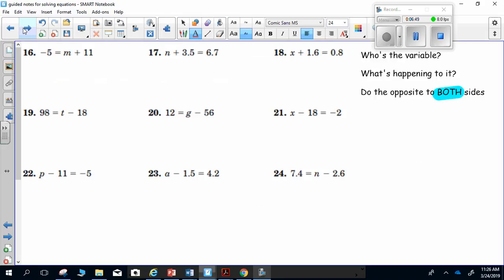And then we've got some where now the numbers are rational numbers. Exact same thing. Who's the variable? N. What's happening to it? It's having 3.5 added to it, so you're going to subtract 3.5 from both sides. You're going to subtract 1 6/10 from both sides. You're going to add 18 to both sides. You're going to add 56 to both sides, and so forth. So work through this, and then we'll get started on the next thing. Thank you.